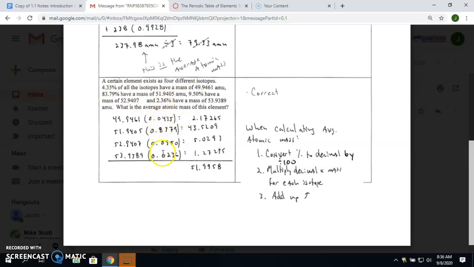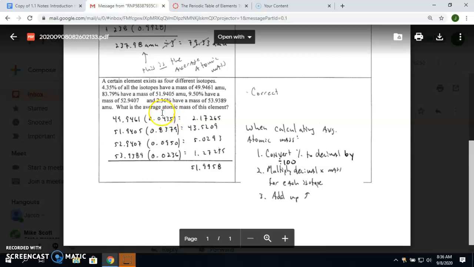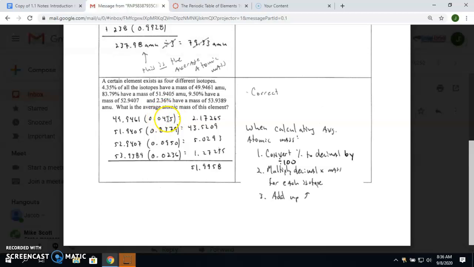You've got to really keep track of your information in this. And these are all percentages that have been converted to decimals by dividing by 100. So again, you convert the percent to a decimal by dividing by 100. Then you multiply the decimal times the mass for each isotope. So for example, the one that has 4.35% abundance has a given mass of 49.9461. So we take the mass and multiply it by the percent expressed as a decimal. Then we do that for all isotopes of that particular element.